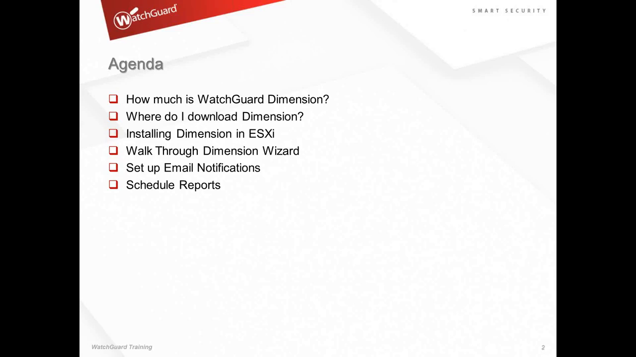We're going to cover where to download Dimension, what environment Dimension will work in, and then we're going to walk through the Dimension Wizard and ultimately set up email notifications and start scheduling those reports so that you can get that vital information out of your network within a matter of minutes, and you can have those reports in your inbox every day.